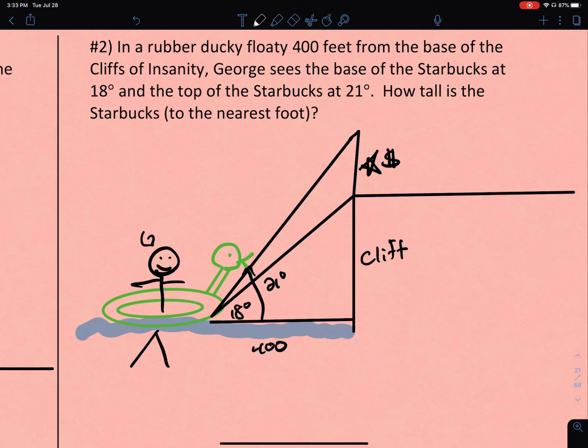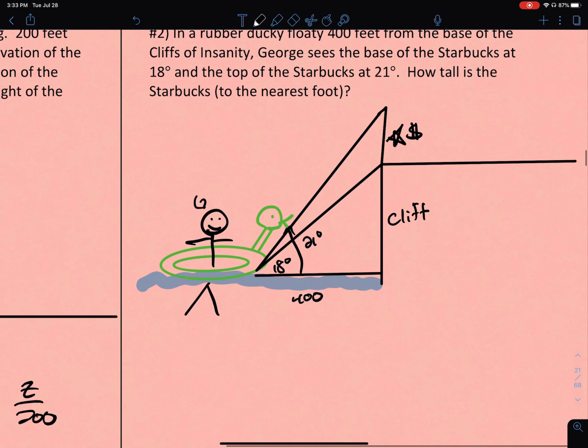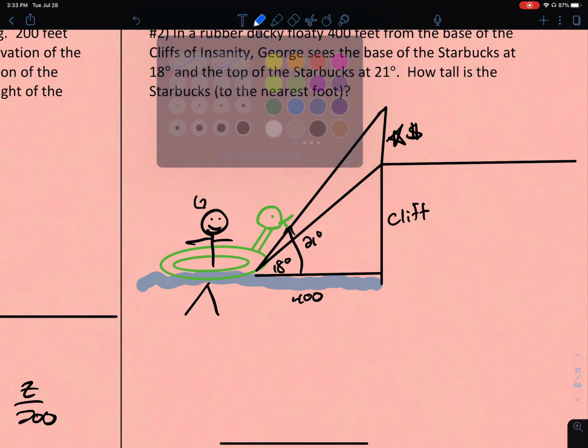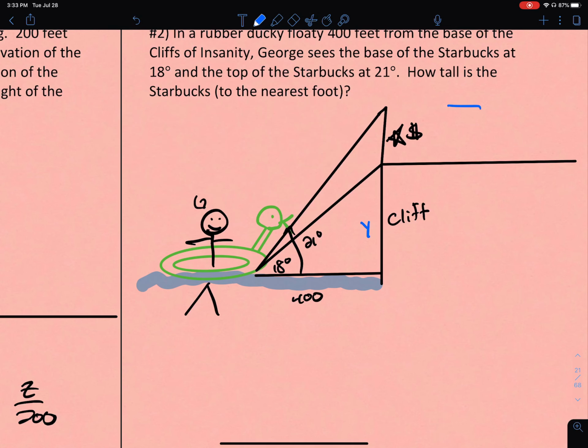This is very similar to the last one we did. In fact, conceptually, it's identical. How tall is the Starbucks? Well, let's call the height of the cliff y once again. Let's say that the cliffs plus Starbucks is z.